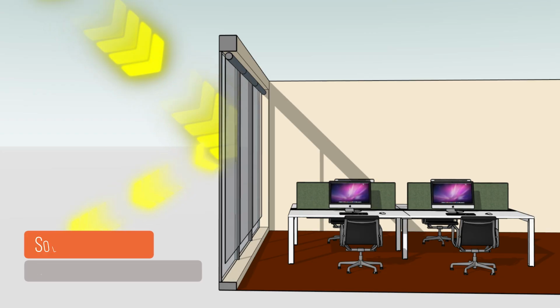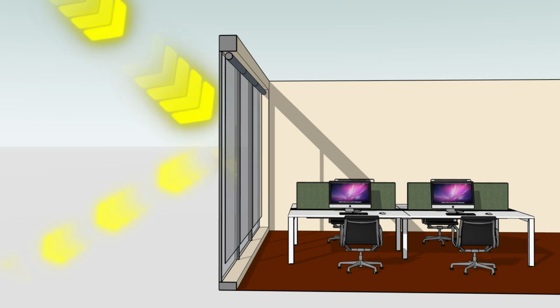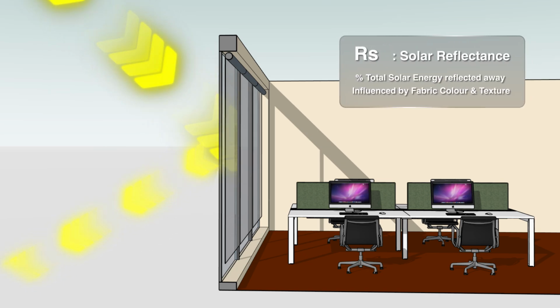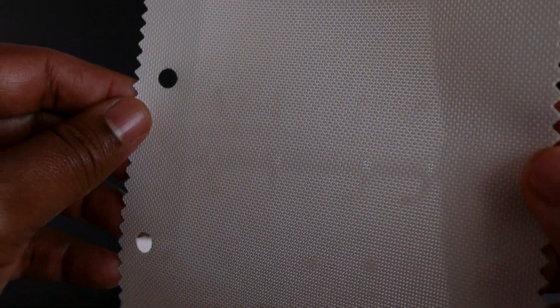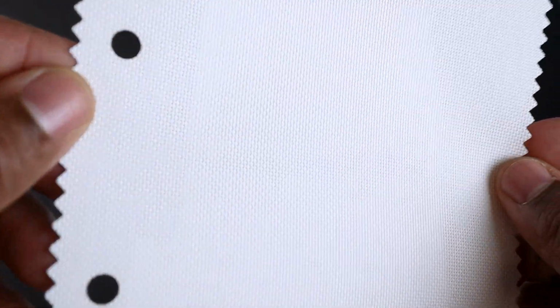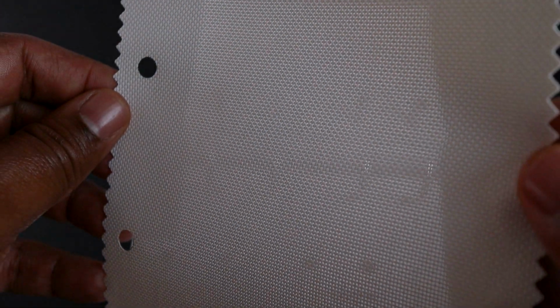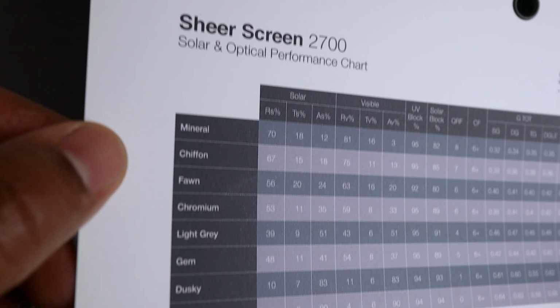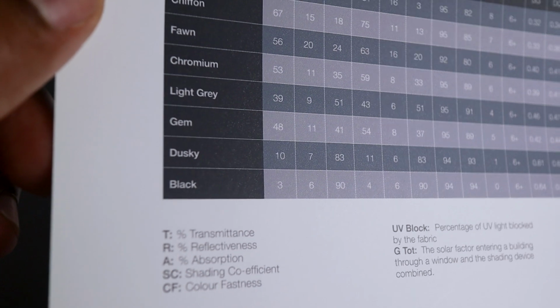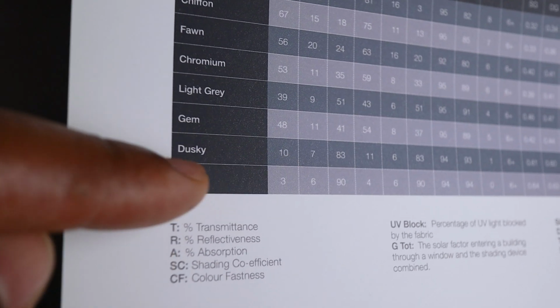Then we have the solar reflectance, RS, also in percent. This is how much solar energy, light and heat, is reflected away by the fabric. This is often influenced by its color and texture. For example, a light color fabric will have an RS of about 60%, which means that it will be highly reflective. And dark color fabric will have an RS of about 10% and therefore less reflective.